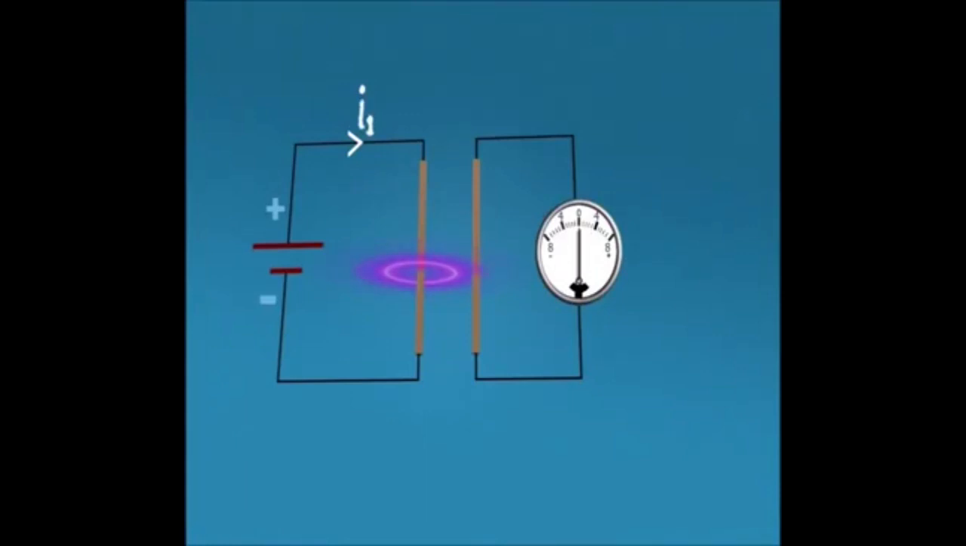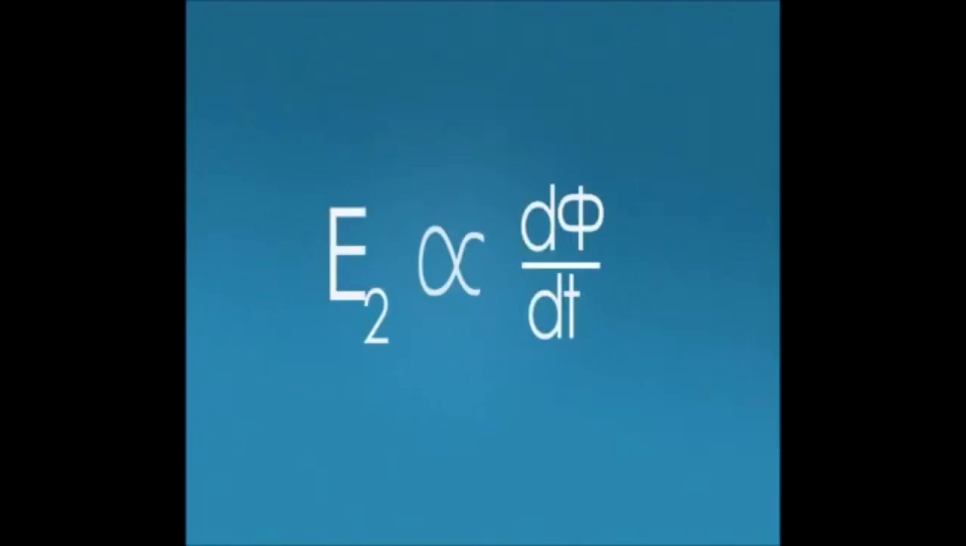Further, we can also see that EMF is again induced in the second conductor when we remove the battery. This is because of the reduction in flux density around the first conductor, and the second conductor tries to oppose this change in flux as per Faraday's law of electromagnetic induction. The magnitude of the induced EMF is given by E2 is directly proportional to dφ/dt.